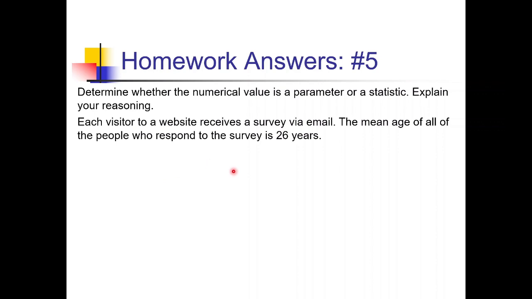For this problem, trying to figure out if we're talking about a parameter or a statistic, we have each visitor to a website receiving a survey via email, and the mean age of all the people who respond to the survey is 26 years. So in this case, even though it's all of the people who respond to the survey, this is not all the people necessarily who actually visited the website. So this would still be a statistic because we're just talking about a sample of all the visitors to the website.